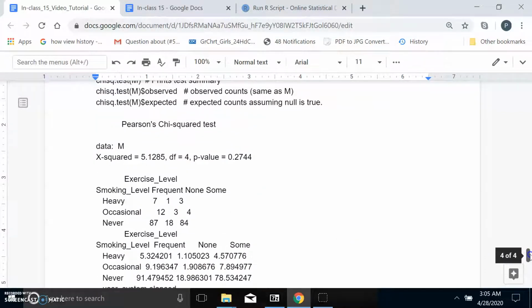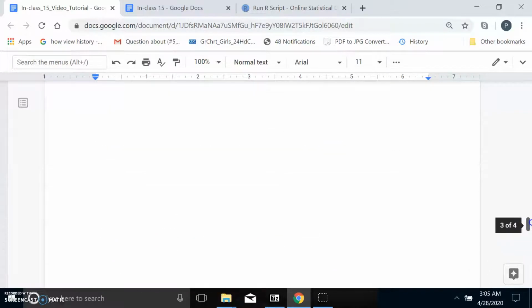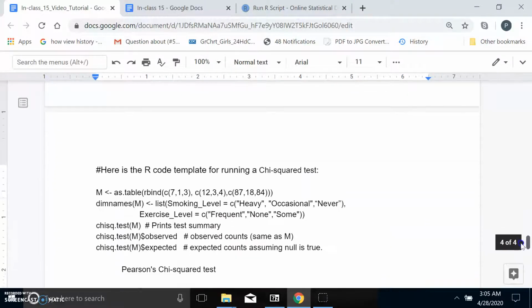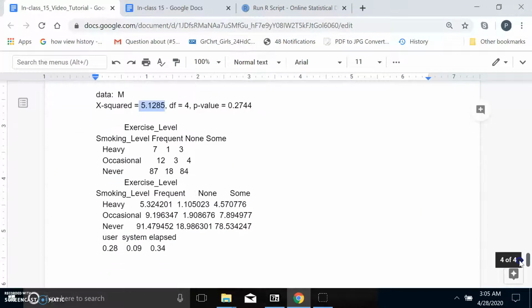So you can see the chi-squared value is 5.1285, and ours we found was 5.14. So they're close, but we rounded to 2 decimal places, so it's not exact. And it has the expected values here, and that should be the same as the ones we found in our guide. So for example, we got 5.32 there.